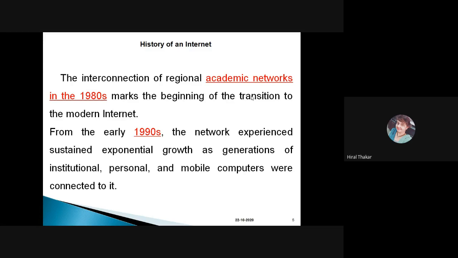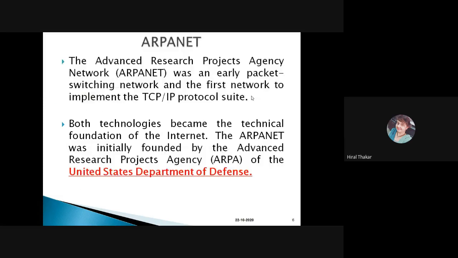After a decade, it was open for the general public. From the early 90s, the network experienced sustained exponential growth as generations of institutional, personal, and mobile computers were connected to it. Then it became a general-purpose network that we know as the internet. So like this, it was started. Now let me tell you something about ARPANET.